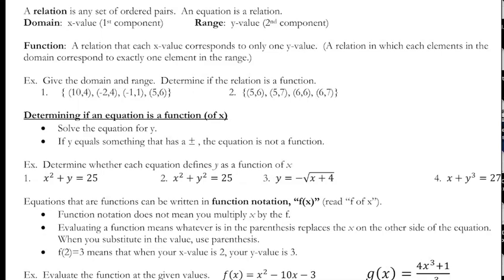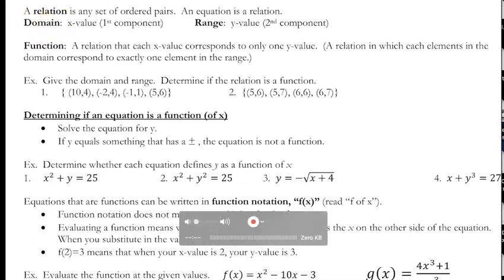So for our first look at functions, we're going to look at them from the point standpoint. So we're looking at them where we have points. First thing we have to understand when we talk functions is relation. And so for a relation, it's a set of ordered pairs. All that means is you can graph it. If you can graph it, it's a relation.